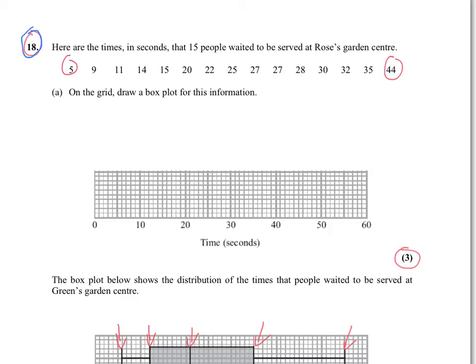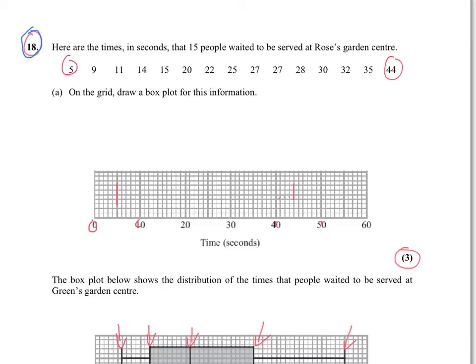So 5 is halfway between 0 and 10. I'm saying that because we always have to check the scale. Here's 40, here's 50. So each little square is just one number. So 41, 2, 3, 4. You have to be accurate. It has to be exactly in the right place, not close to it. So we've got 5 and we've got 44 plotted.